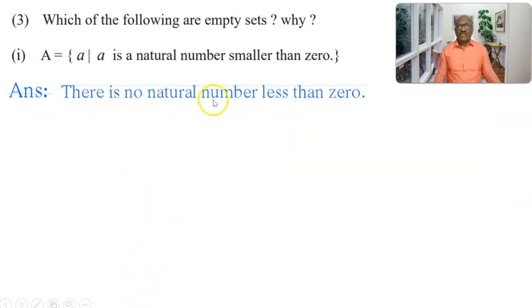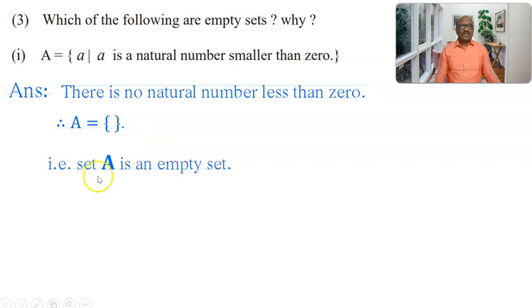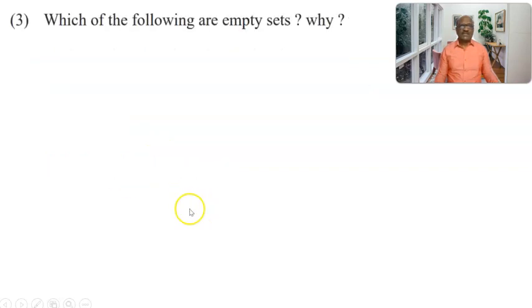Therefore there is no natural number less than 0, and therefore A is equal to the empty set. A is an empty set. Next, B is equal to {x such that x squared is equal to 0}.